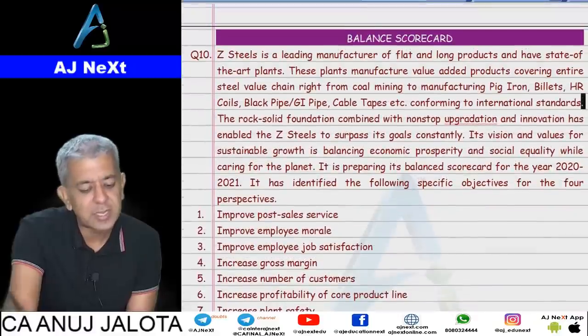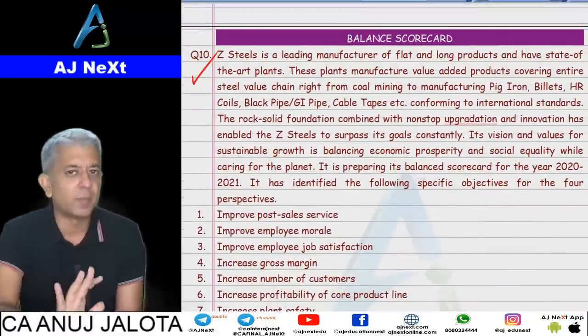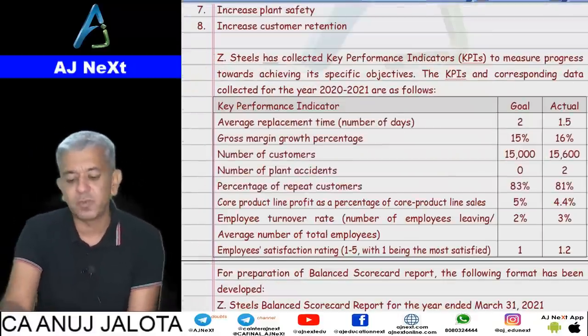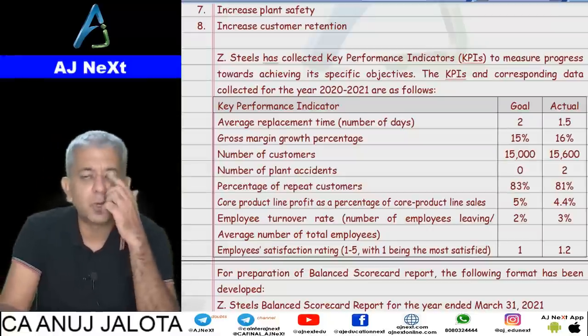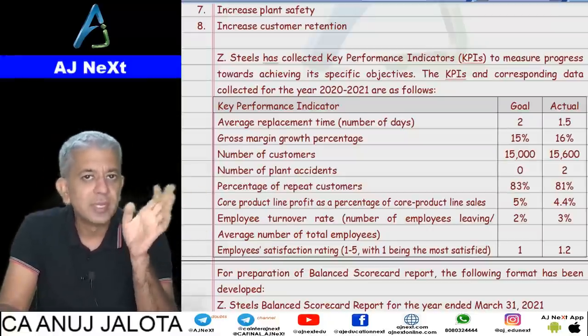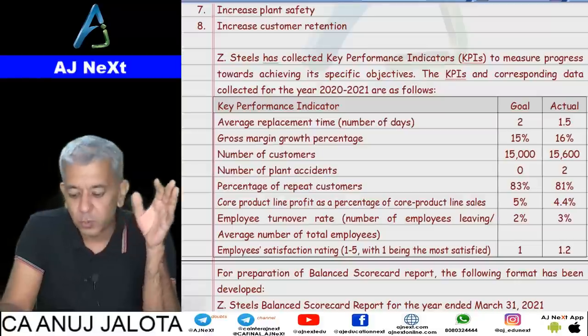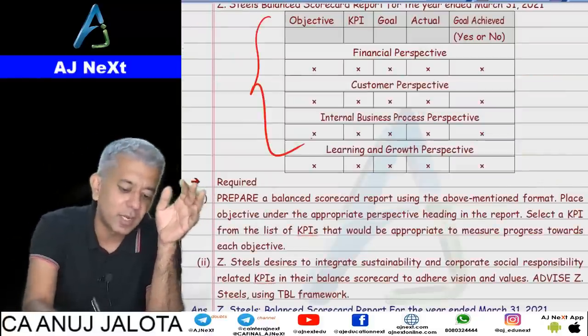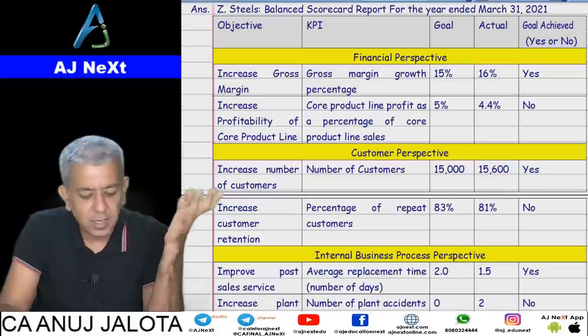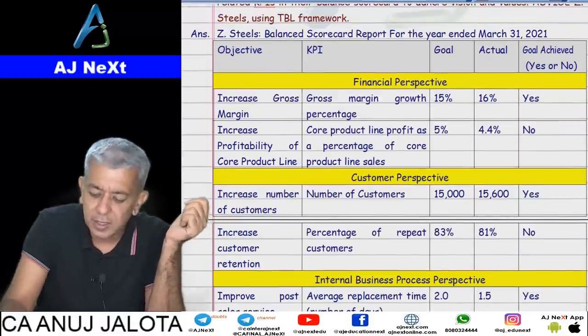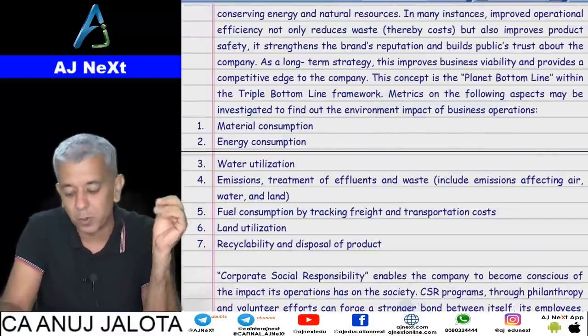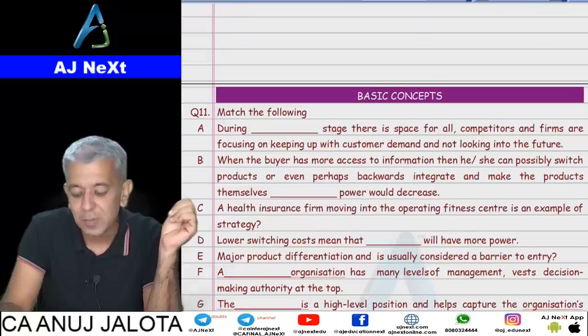Balance scorecard is a nice question. The question that we all have on balance scorecard is quite good, whereby a few KPIs and a few objectives are given to you. Then the standards are given, actuals are given. You have to try to frame the things in this particular format, and then you got to be doing it. Apart from that, there is part of triple bottom line also in this question. And lastly, there is match the following.